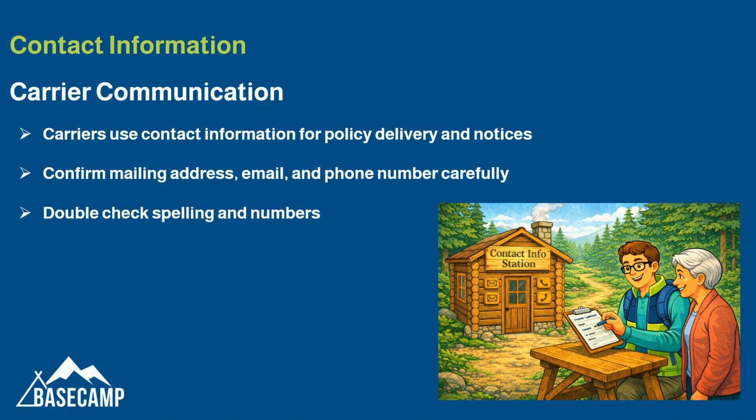The illustration on the slide reflects this step in the process. You can see the agent reviewing the contact information with the client near a small station labeled Contact Info. It's a simple reminder that this part of the application is really about confirming how the carrier will stay connected with the client moving forward. Approaching this section carefully helps keep the documentation clear and ensures the carrier has accurate information as the retirement strategy moves through the application process.